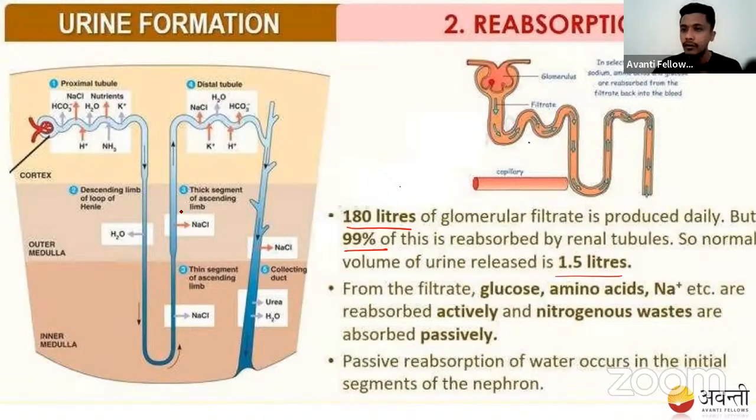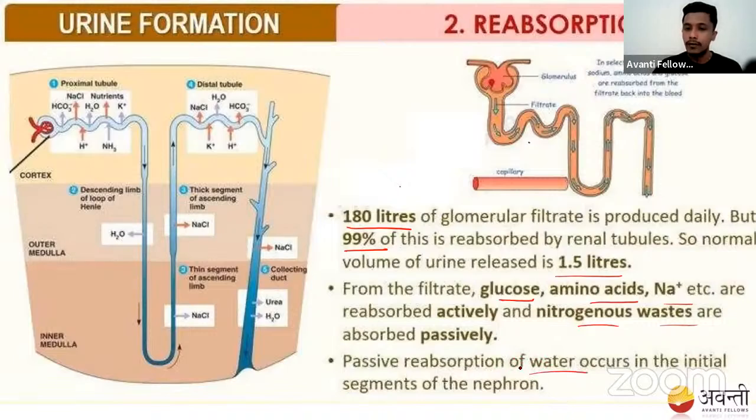Why? From the filtrate, some of the important components like glucose, amino acids, and sodium ions are reabsorbed actively, whereas the nitrogenous wastes are absorbed passively. That is where reabsorption is very important. For our body, the fluid balance happens with the availability of water. So the water levels in our body are very, very important for many aspects. It is a primal factor for osmolarity in our body.